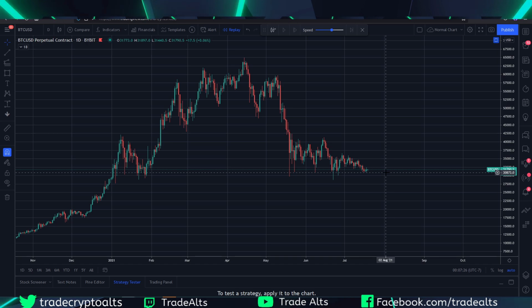Like, no one really knows, unless you're the dude making it happen. No one really knows if we're going up or down. Naturally, we're at the bottom of the range. This is typically an area to long. This is where you want to be longing.